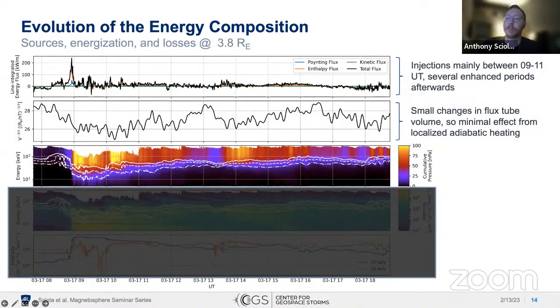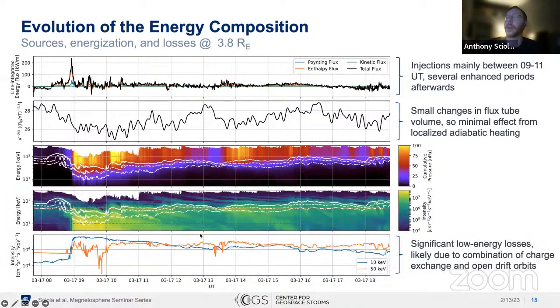We can then look at a factor of the flux tube volume. This is directly proportional to the energization that the plasma would experience due to changes in the flux tube volume. We can see it's quite variable over this time period. It goes between 26 and 28. So it's really only changing by less than 10% throughout this period, and it goes back and forth. So this doesn't really seem to be a good explanation for this sort of more constant energization over time. Not energization, but shift in the median energy.